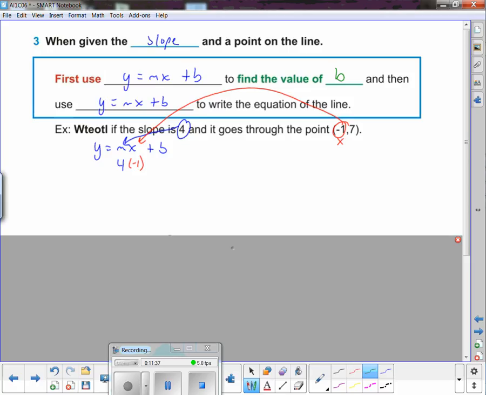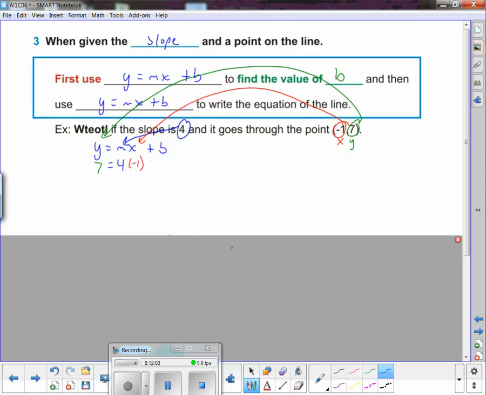What does the 7 represent? Not the y-intercept. Only when the x is 0. Is the x 0? No, the 7 represents the y-coordinate, right? It's the girl that guy -1 is dating. Did a good job. Negative guy got a 7 girl. All right, so the 7 is in for the y.